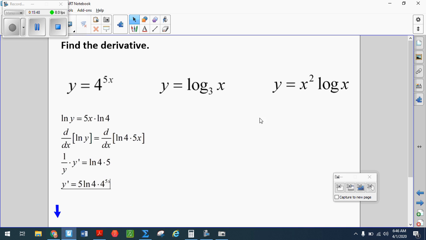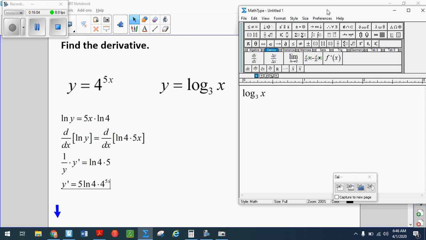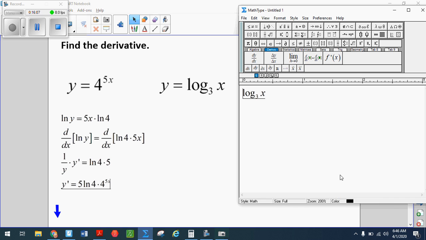All right, for the second one, we have log base 3 of x. See if I can get this over here. There we go. All right, log base 3 of x. So my derivative, if I just try to use the property in the previous slide, is going to be 1 over natural log 3.